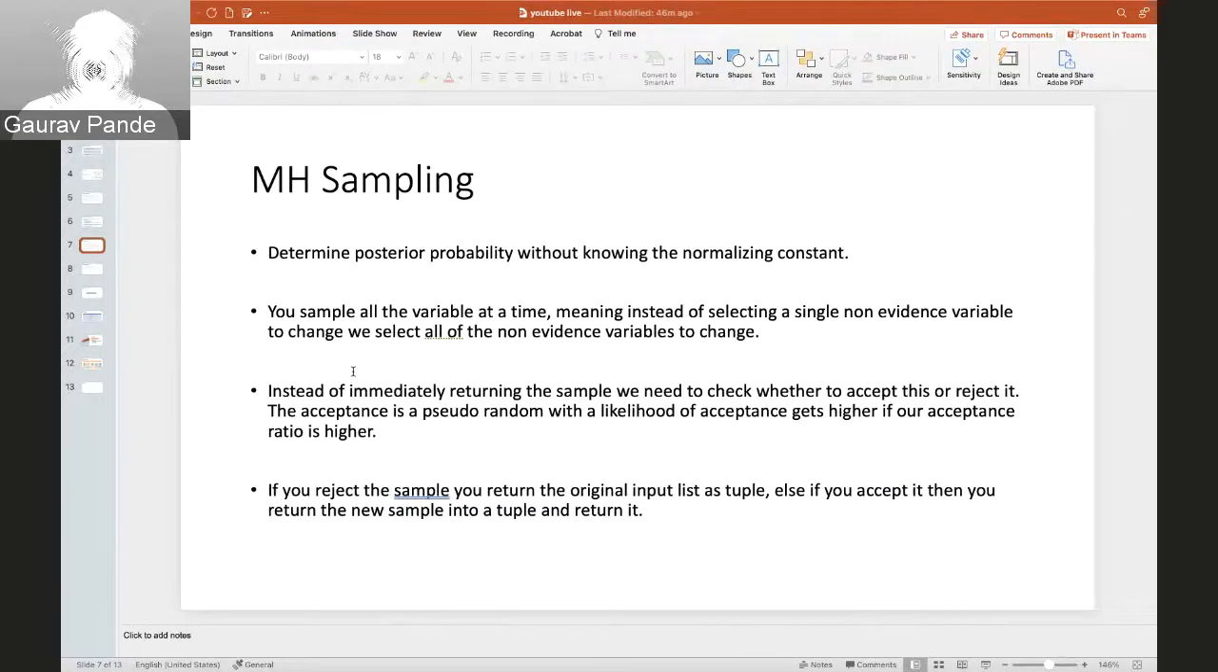And now what do you do with the sample? You can either accept it or reject it. The way you accept or reject it is using the acceptance ratio, which you will read in the textbook. It is basically a pseudo-random method where the likelihood of acceptance will be higher if your ratio is higher. If you accept the sample, you return the sample that you just randomly picked. And if you reject the sample, then you do not return this sample. Instead, you will pick the previous sample, or you return the original input list in the form of a tuple in this assignment.